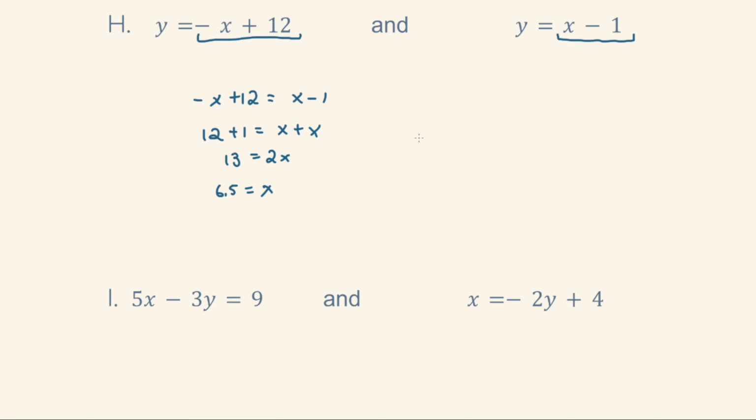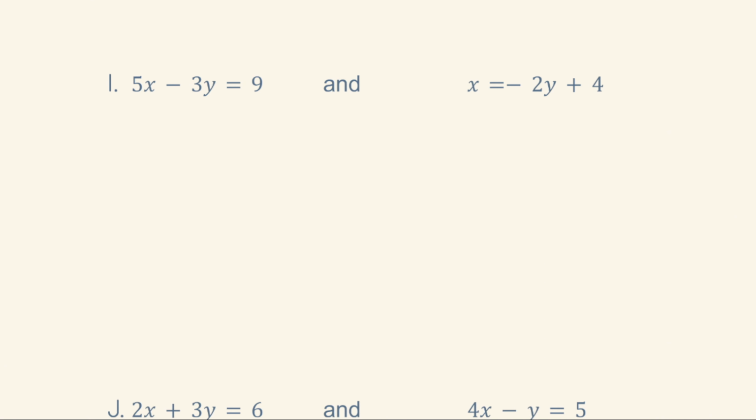And now to find what y is, I'll plug this 6.5 back into one of my equations. I think this right one looks a little nicer. So 6.5 minus 1 is just 5.5. So your final answer is 6.5, 5.5.